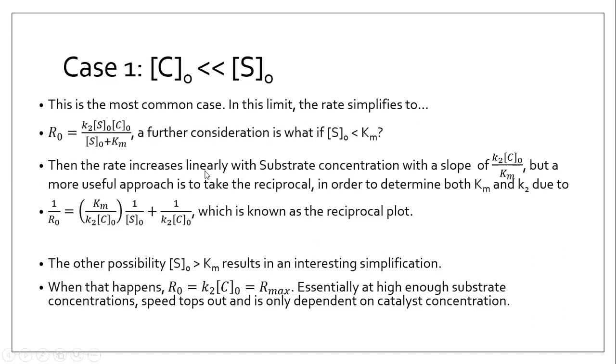So then the rate increases linearly with substrate concentration, where the slope of this equals K2 C0 over Km. But a more useful approach is to take the reciprocal in order to determine both Km and K2, due to the fact that 1 over the rate is equal to Km over K2 C0 times 1 over S0 plus 1 over K2 C0, which is known as a reciprocal plot. So if we plot 1 over the rate versus 1 over the concentration, the y-intercept is 1 over K2 C0, a constant, and the slope is Km over K2 C0.